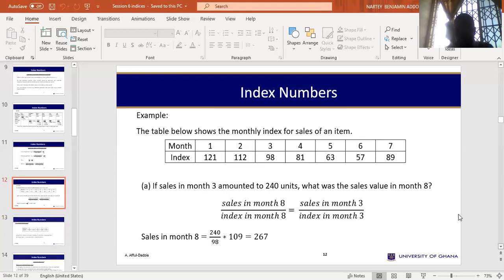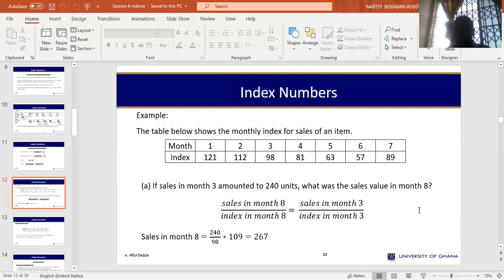So an example is this. The table below shows the monthly index for sales of an item. The month is from January or month 1 to month 7. We don't know what month 1 is. Month 1 can be November, it can be September. All we know is that it's from month 1 to month 7. And these are the indexes. So if sales in month 3 amounted to 240 units, the index for month 3 is 98.